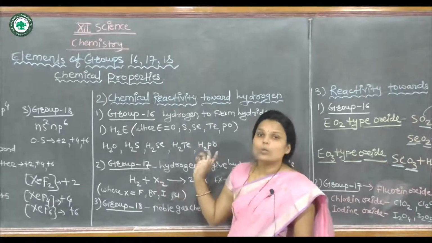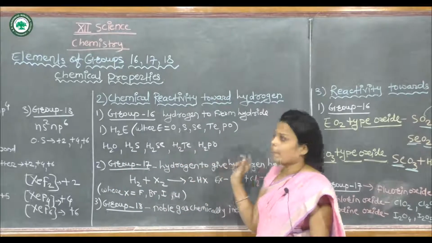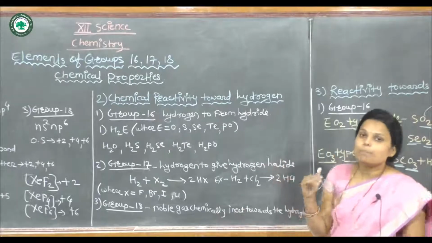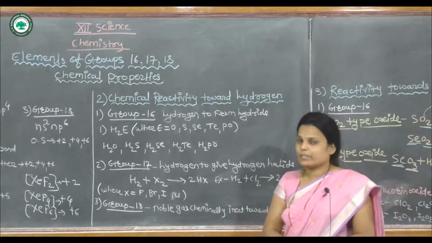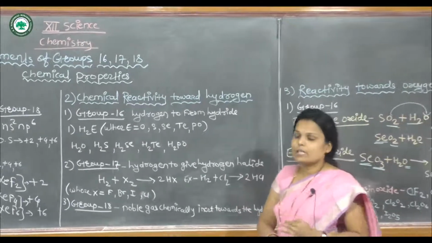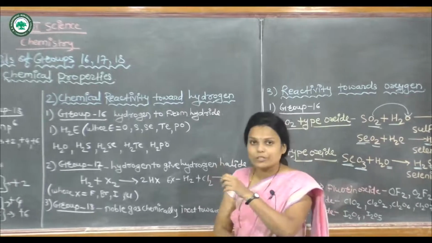In this lecture we also discussed the first property, oxidation state. We know that oxygen is the most electronegative, and that's why it shows -2 and +2 oxidation states. Now group 16, group 17 and group 18, we discussed the oxidation state in this lecture.